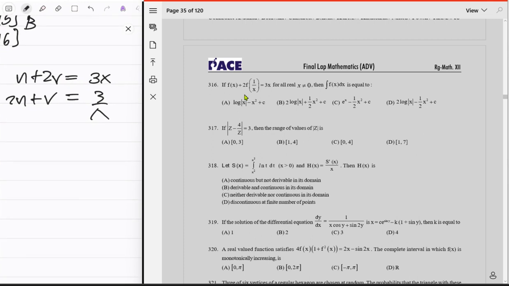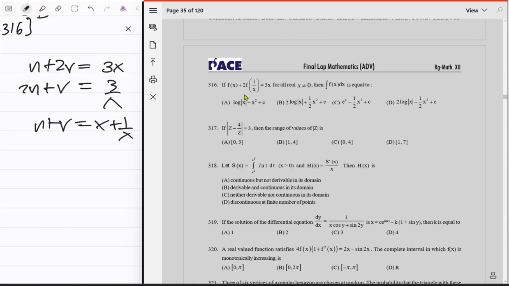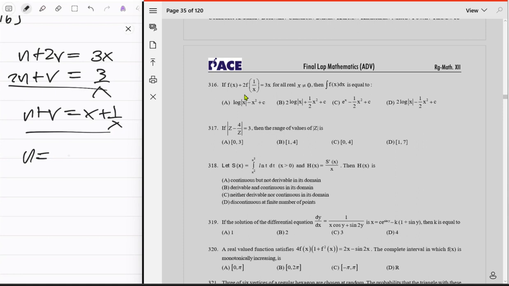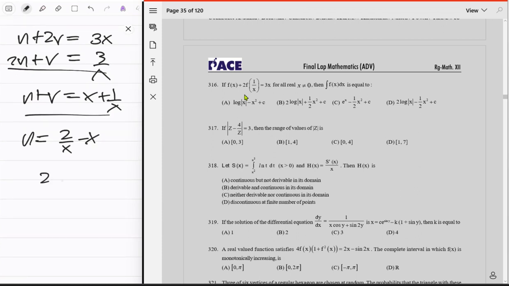So to add, or 3 से divide करो, just u plus v is equal to x plus 1 upon x, and then subtract करो, that will give us u minus v. Now just use this and that to get v. You don't actually want v, you just want u, right? So use this and that, subtract. So u is equal to 2 upon x minus x in that case. Fine. Then what's the integration of f of x? It is just 2 natural log of x minus x square upon 2, right? Yes, which is D. Next question.